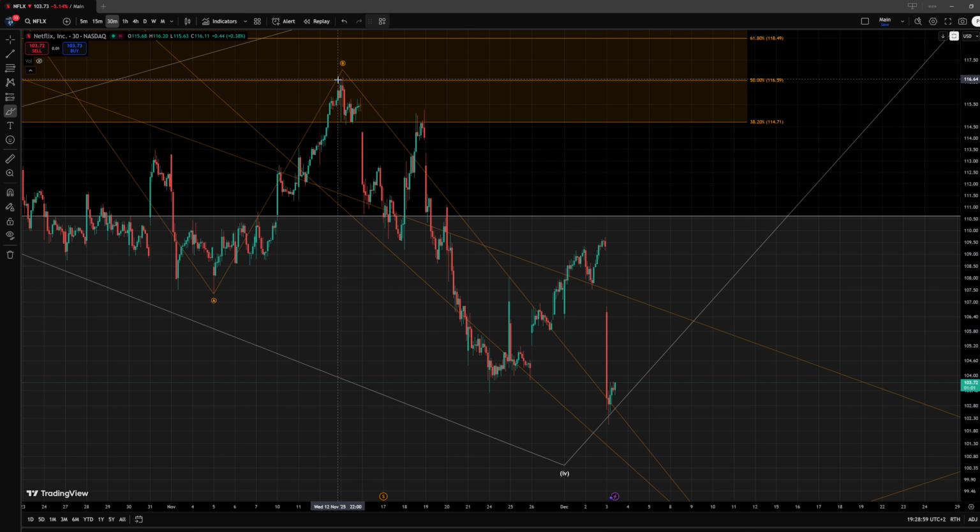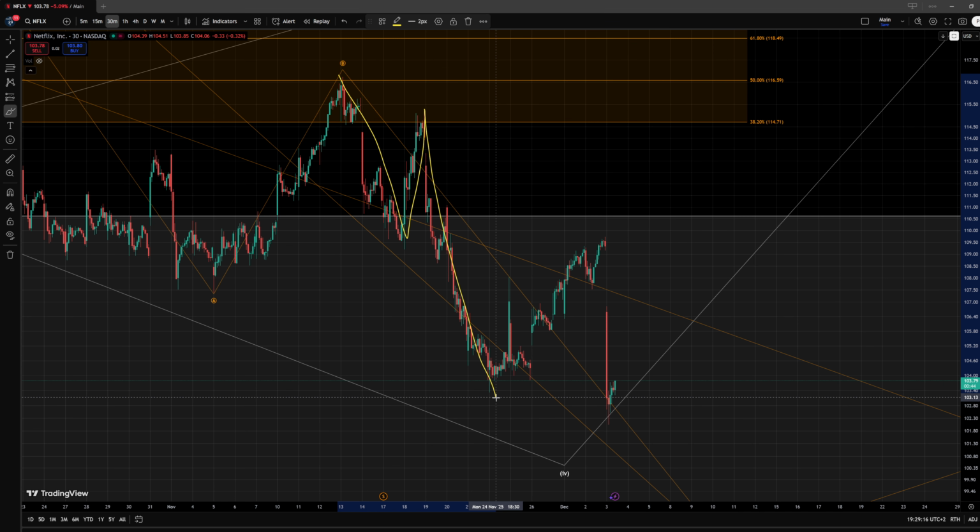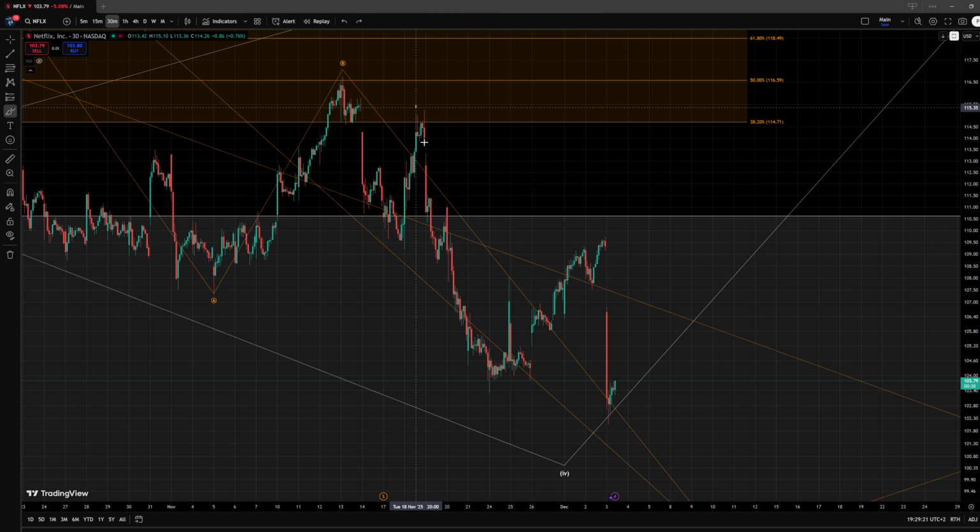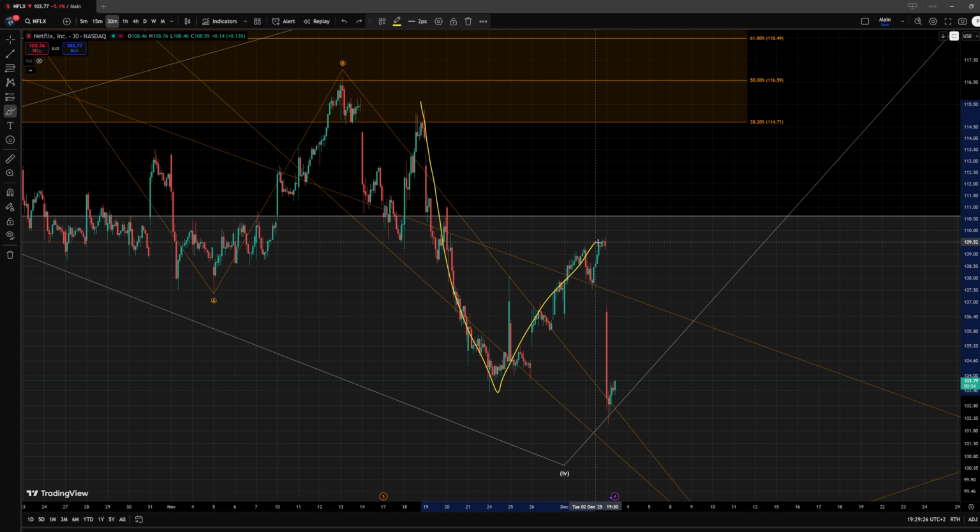We don't necessarily need too many extensions lower, but it is not a necessity. Within this structure, I have a couple of ways I can be tracking this count. I could be looking at this as a 1-2, and then this could be a third wave down, no problem. This could be the fourth wave up and then the fifth wave down, but I have no evidence that this isn't still part of the wave 3. I have no evidence that this is an extension in an ABC structure of the larger wave 3.